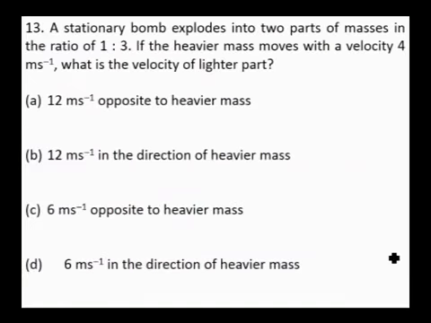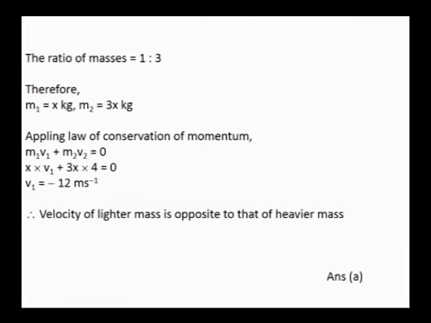So, coming to the next problem. A stationary bomb explodes into two parts of masses in the ratio 1:3. If the heavier mass moves with a velocity of 4 meter per second, what is the velocity of the lighter part? The options there are 12 meter per second opposite to the heavier mass, 12 meter per second in the direction of the heavier mass, 6 meter per second opposite to the heavier mass, and 6 meter per second in the direction of the heavier mass. So, we will see here the ratio of the masses is given to be 1:3.